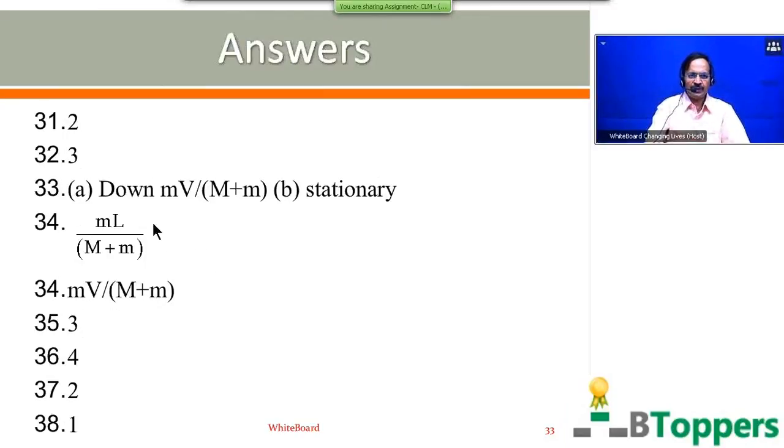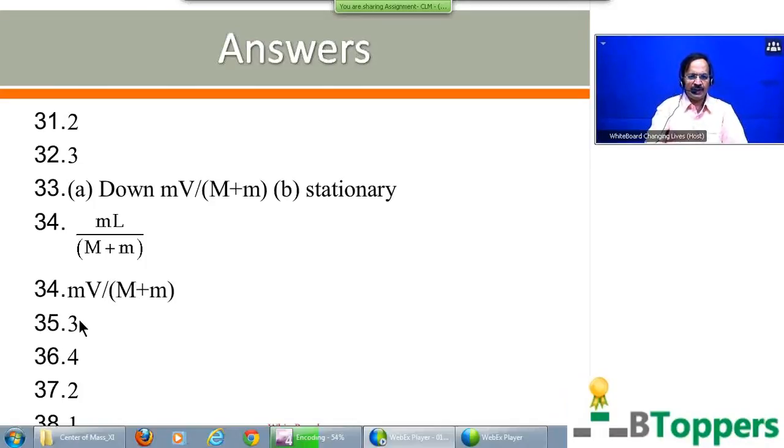First, I have shown the answers for questions numbering 31 to 38. For question number 31, second option is answer. For question number 32, third option is answer. For question number 33, part A, down, and the magnitude of velocity is small m into capital V by capital M plus small m. For part B of the question, stationary. For question number 34, answer is small m into capital L by capital M plus small m.